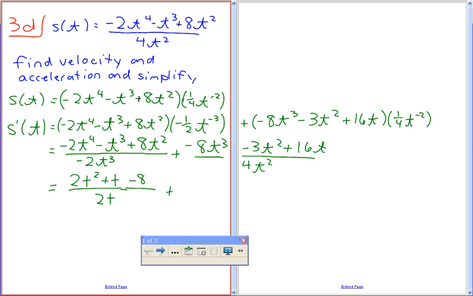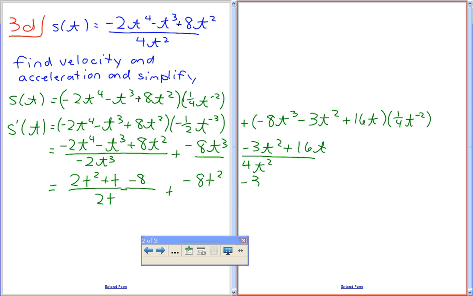Okay. Plus negative 8t squared, negative 3t plus 16 all over 4t. Is that good?